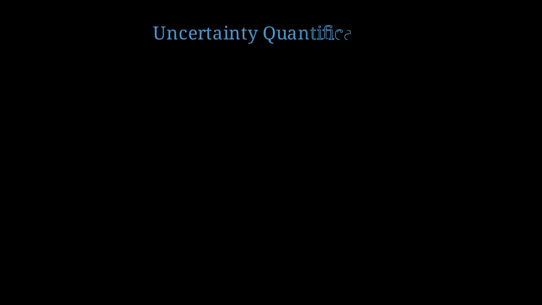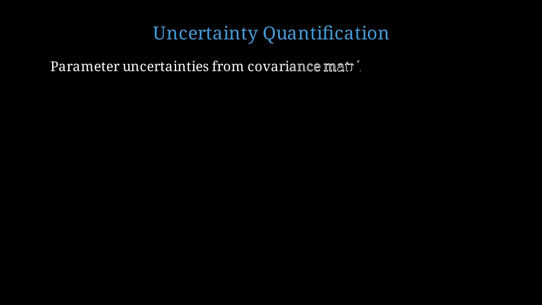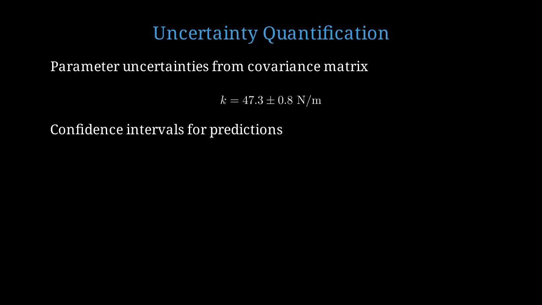A crucial aspect, often overlooked, is quantifying the uncertainty in your fitted parameters. The fitting process produces a covariance matrix that tells you the uncertainties in each parameter. Remember our spring constant? We reported it as 47.3 plus or minus 0.8. The uncertainty is crucial. You should also calculate confidence intervals for your predictions, showing the range of likely values.